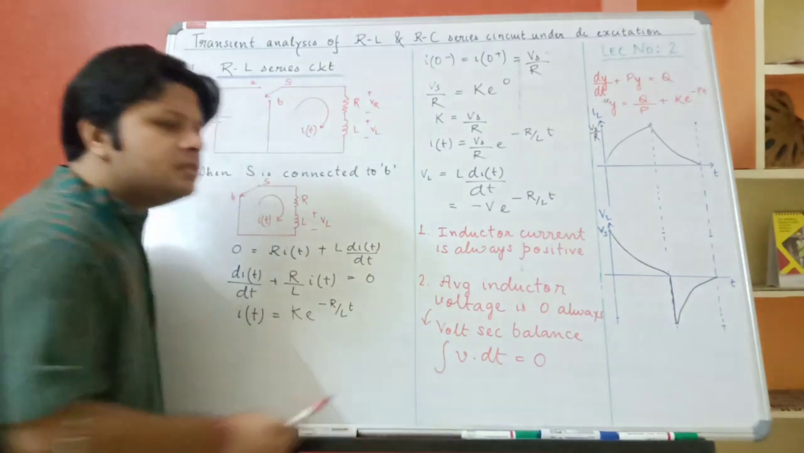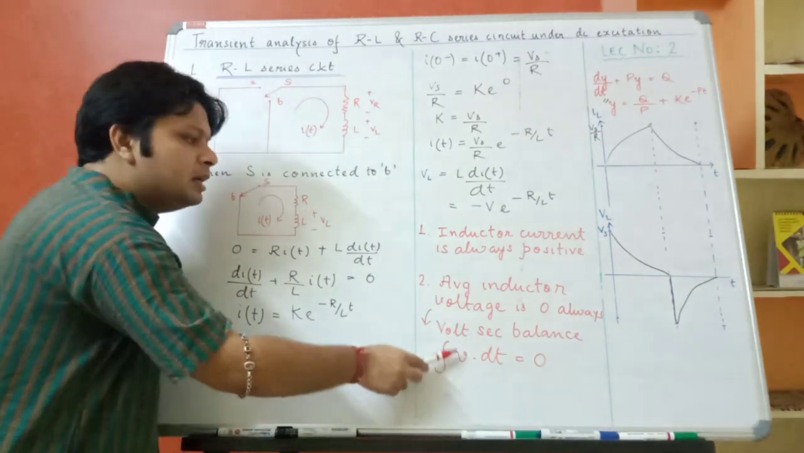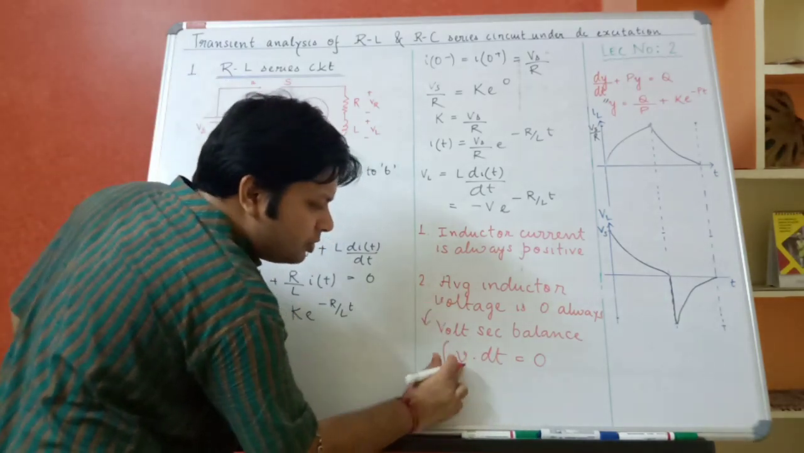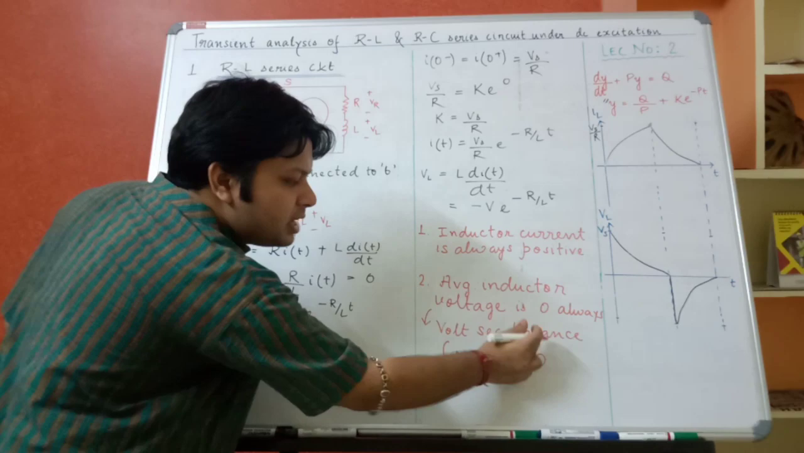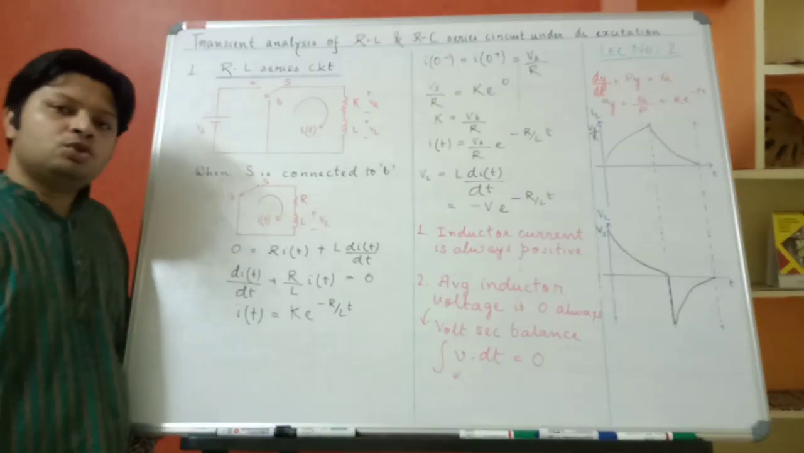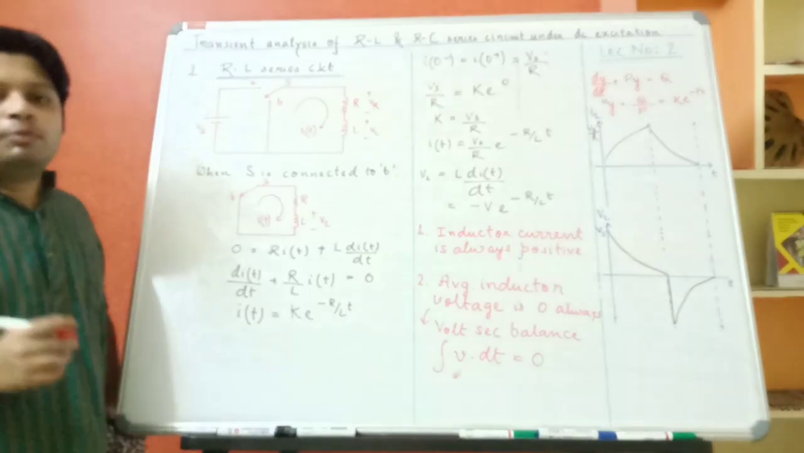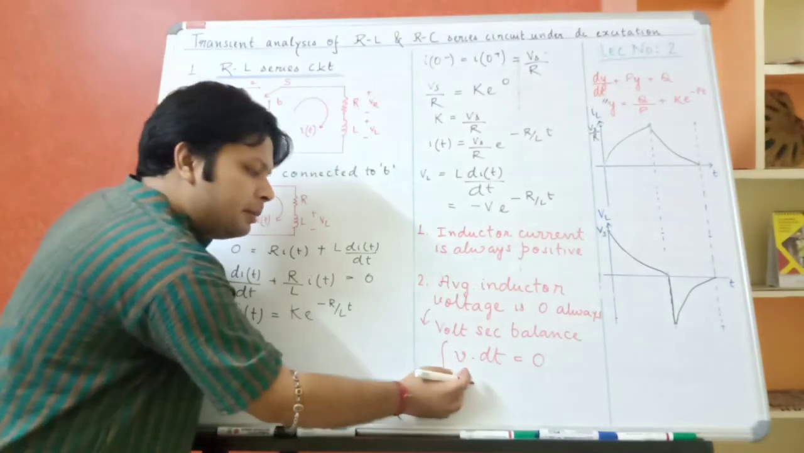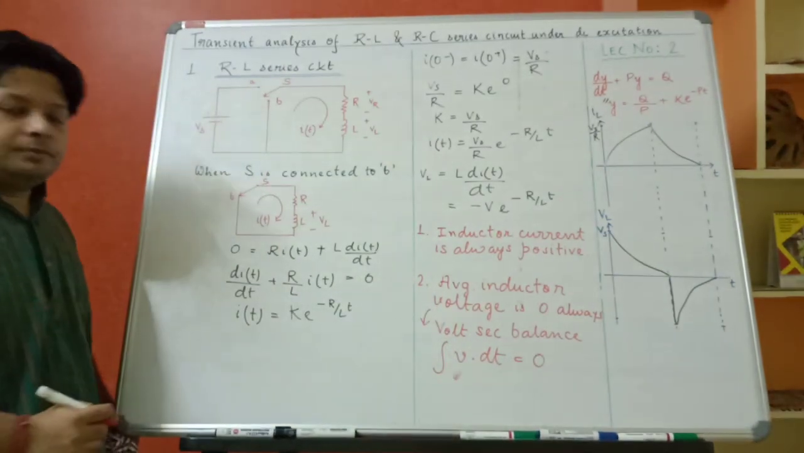Why have I written this? This is voltage, right, and this is second, so it is the volt-second balance. This volt-second balance equation is used for finding the input-output voltage relationship in power electronics converters. That's why I am telling you this.